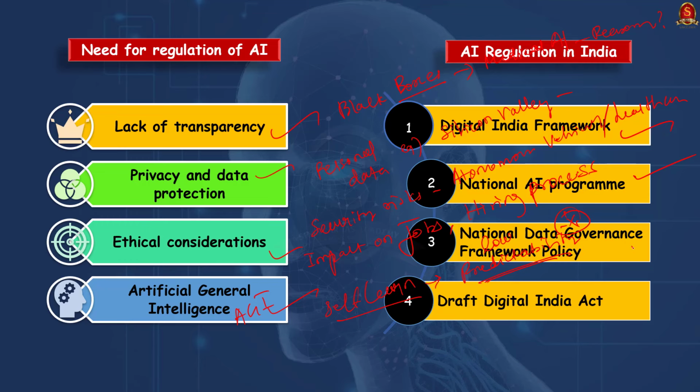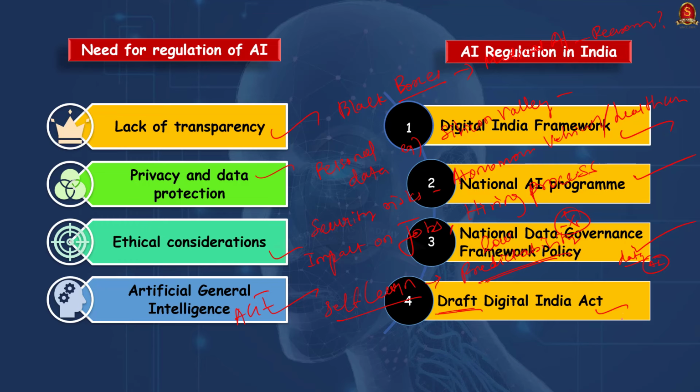Thirdly, National Data Governance Framework Policy. India has implemented National Data Governance Framework Policy to govern the collection, storage, and use of data, including data used in AI systems. This policy will help ensure the ethical and responsible handling of data in the AI ecosystem. Fourthly, Draft Digital India Act.